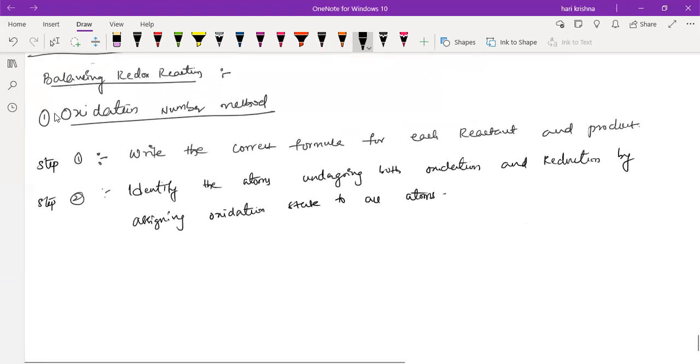Okay. First we'll write what the reactants are and what the products are. Then we'll identify the atoms which are undergoing both oxidation as well as reduction after assigning the oxidation state to all the atoms. Okay, that is step number 2. Next, step number 3.